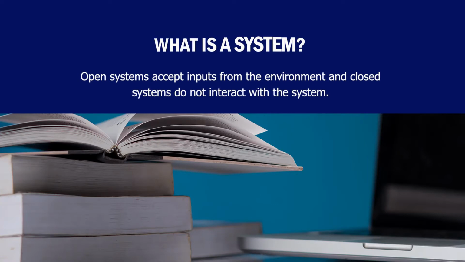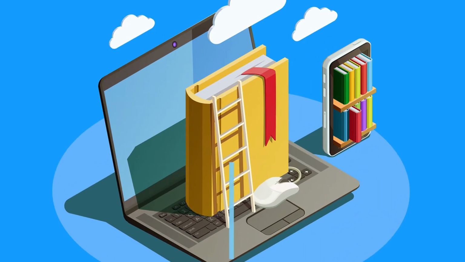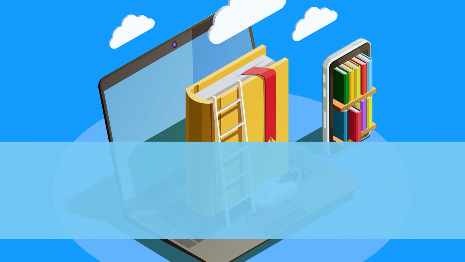If a particular system accepts input from the environment, that is called an open system, and a closed system is not interacting with the other peripheral systems or its immediate environment. Open systems are basically taking input and giving output to the environment, and in that sense a library is a system, and a library is very much an open system. So in simple words, we can say a library as an information system performs data to information processing activities, and it always interacts with its immediate environment. Now, as I already said, the question is: is a library a system?